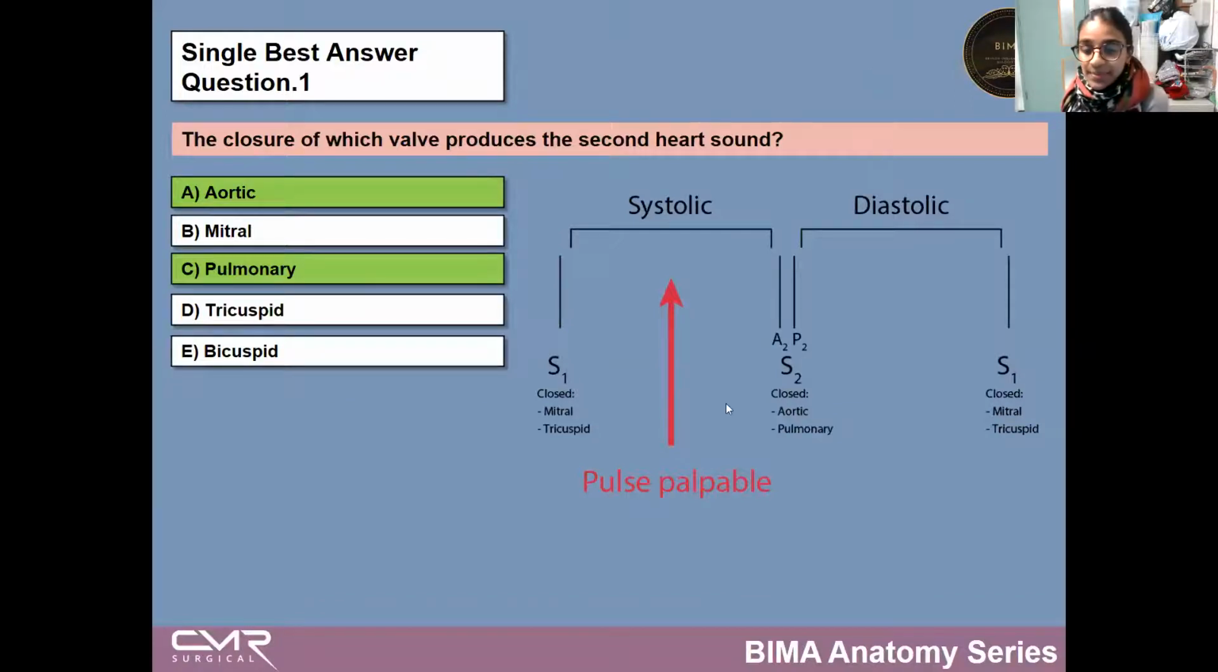So we've got a nice diagram here showing that S1 is the closure of your mitral and tricuspid valves. And then systole occurs, which is when the ventricles contract and get the blood out of the aorta and the pulmonary arteries. That's when you can feel a pulse. That's when your pulse is palpable. And then S2 is the closure. And that's when the heart refills again passively through diastole.